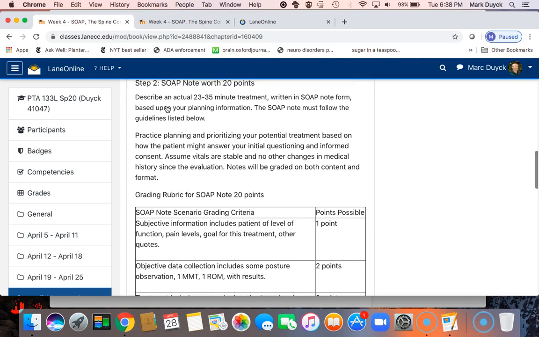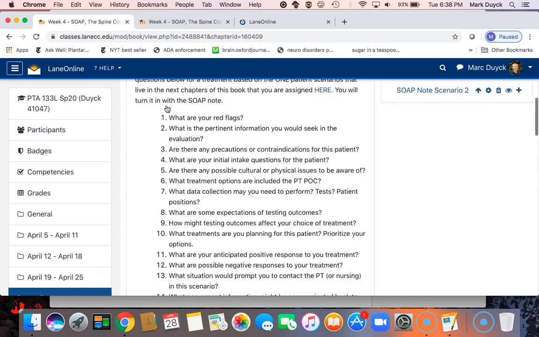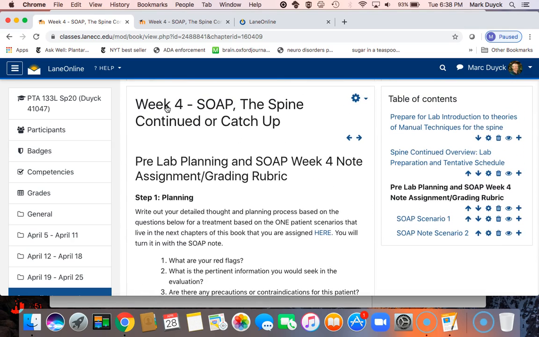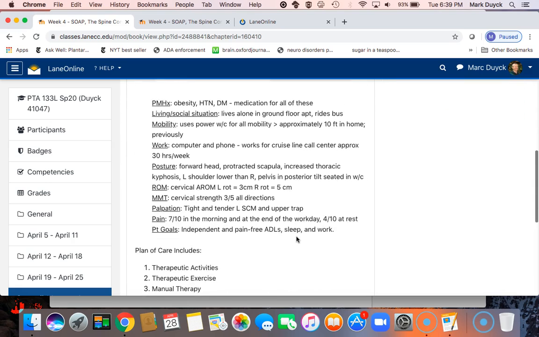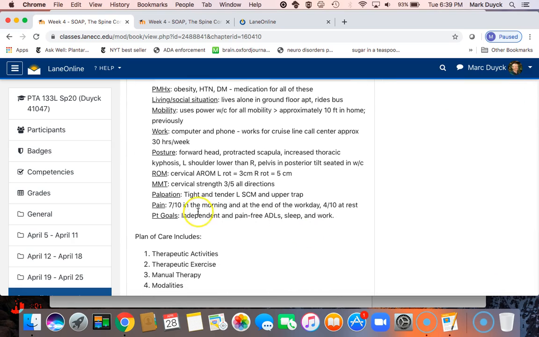So here's a SOAP note. So this is where you get, I would suggest, now you can do whatever you want. There's not a scripted, you must do it this way. I deliberately did not do that. But you can take this information here and come up with a pretty good treatment note or SOAP note, right? Because you got this information, you got subjective, you got objective. You don't need to reinvent the wheel.